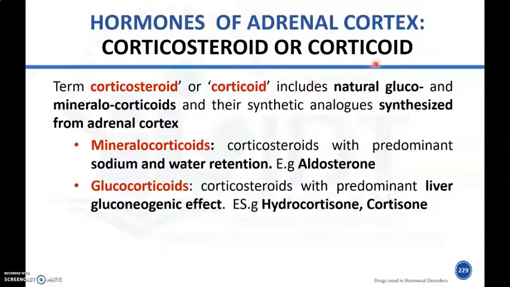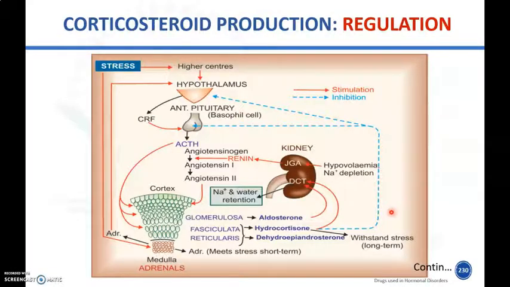So what is meant by corticosteroids or corticoids? The natural glucocorticoids or mineralocorticoids together are known as corticosteroids or corticoids. It includes the natural products as well as their synthetic analogs. The mineralocorticoids are the corticosteroids with a prominent sodium and water retention action. An example is aldosterone. And glucocorticoids are the corticosteroids with a prominent liver gluconeogenesis action. Examples are hydrocortisone and cortisone. Now coming to the regulation of production of corticosteroids.